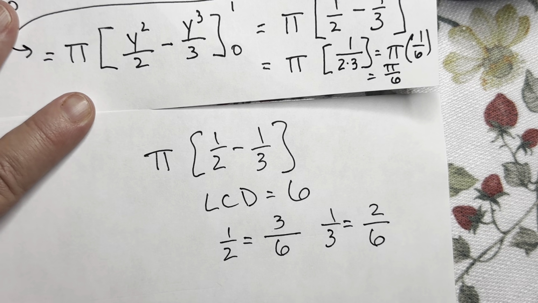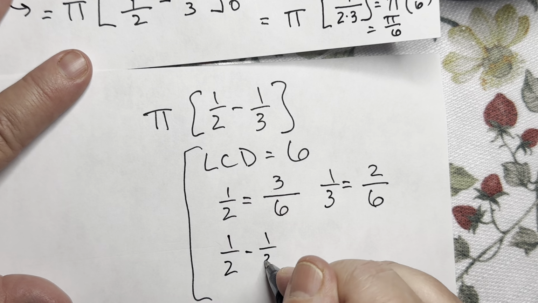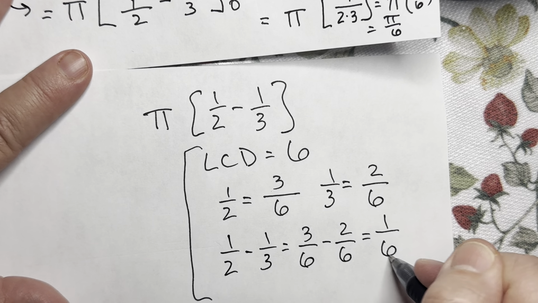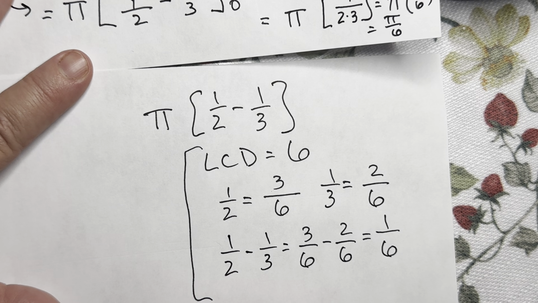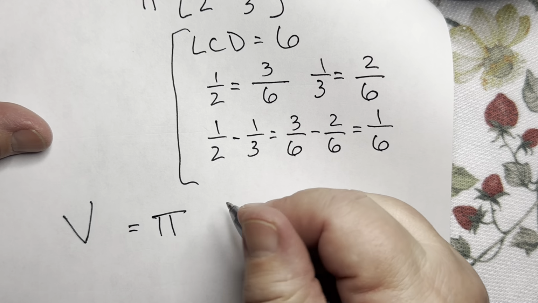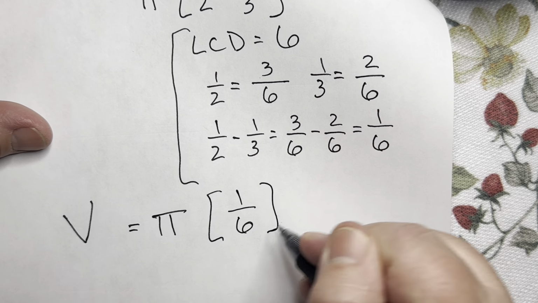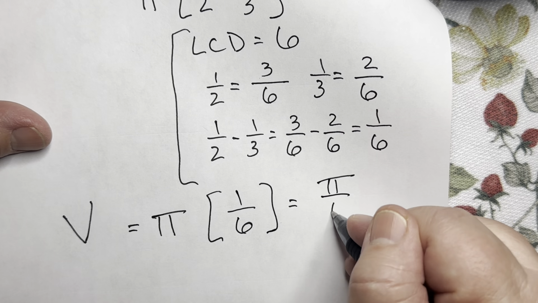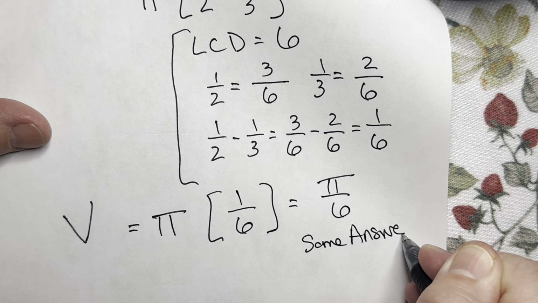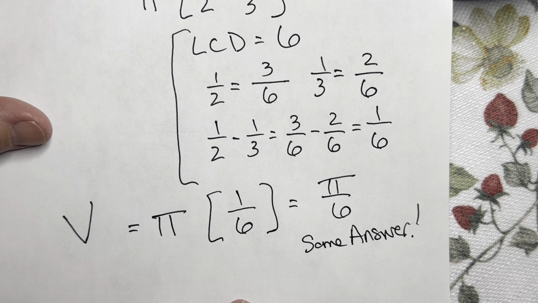What do you guys think? Okay. And so 1/2 minus 1/3 is 3/6 minus 2/6. That's 1/6. Oh my goodness. So we get 1/2 minus 1/3 is 1/6. That's pi times 1 over 6, or pi over 6. Same answer. Yay! You guys are awesome and amazing.